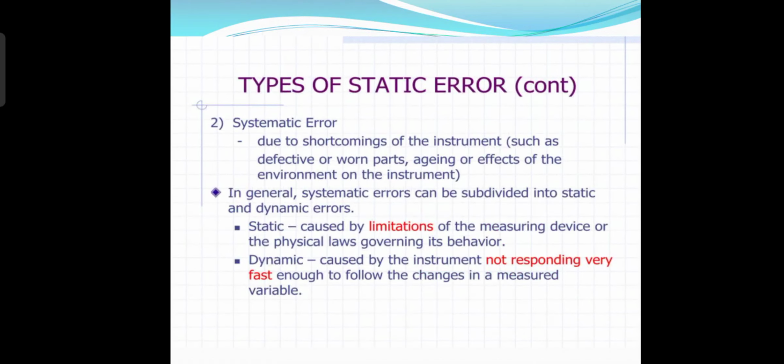The next one is systematic error. These errors occur due to shortcomings of the instrument, such as defective or worn parts, aging, or effects of the environment on the instrument. It is further subdivided into static error and dynamic error. Static errors are caused by the limitations of the measuring device, whereas dynamic errors are caused by the instrument not responding fast enough to follow the changes in a measured variable.